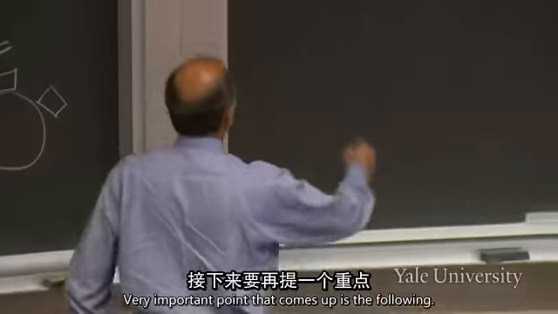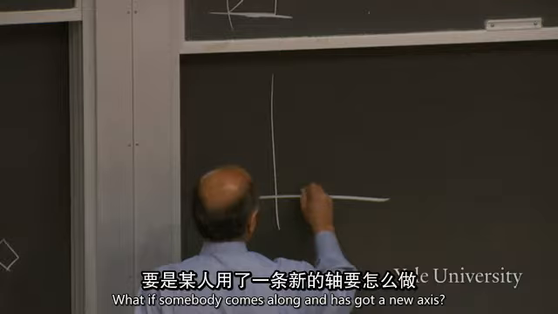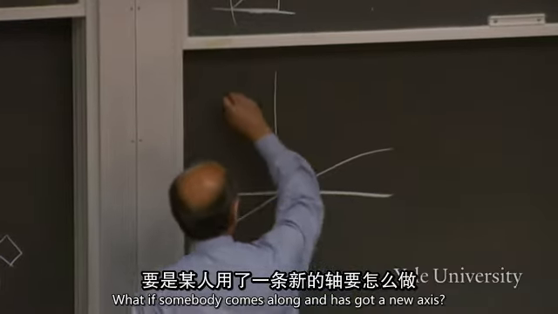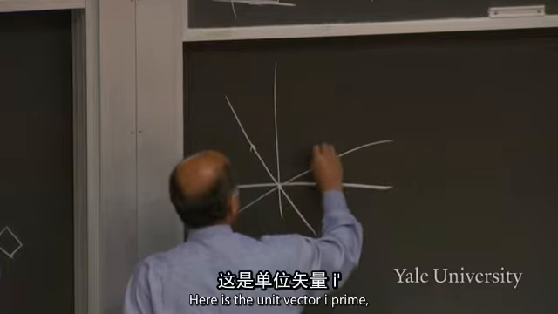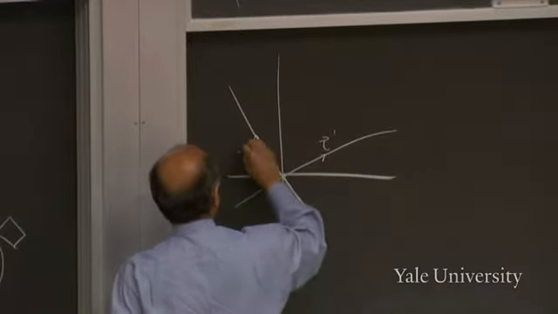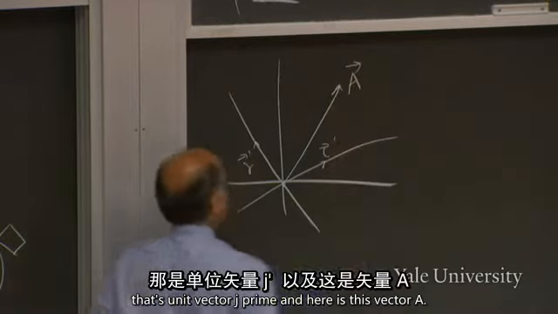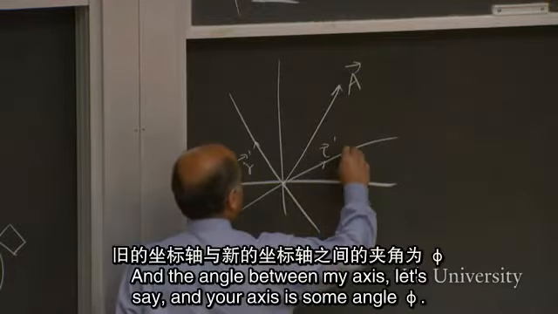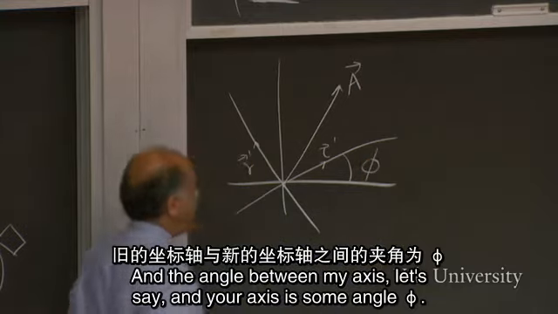So a very important point that comes up is the following. What if somebody comes along and has got a new axis, and here is the unit vector i prime, that's unit vector j prime, and here is this vector A. And the angle between my axis, let's say, and your axis is some angle phi.